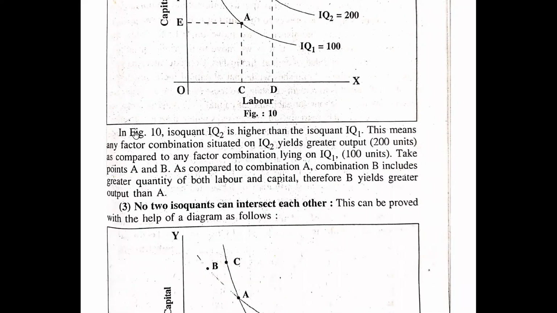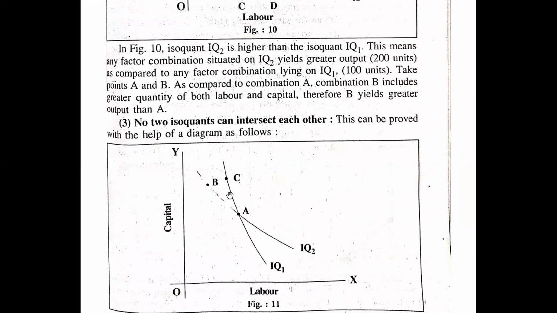Now we are given the explanation of this in figure 10. Isocon IQ2 is higher than the isocon IQ1. This means any factor combination situated on IQ2 yields greater output, 200 units, as compared to any factor combination lying on IQ1, 100 units. Take points A and B. As compared to combination A, combination B includes the greater quantity of both labor and capital. So here we have greater quantity of both labor and capital. Therefore, B is greater than A.